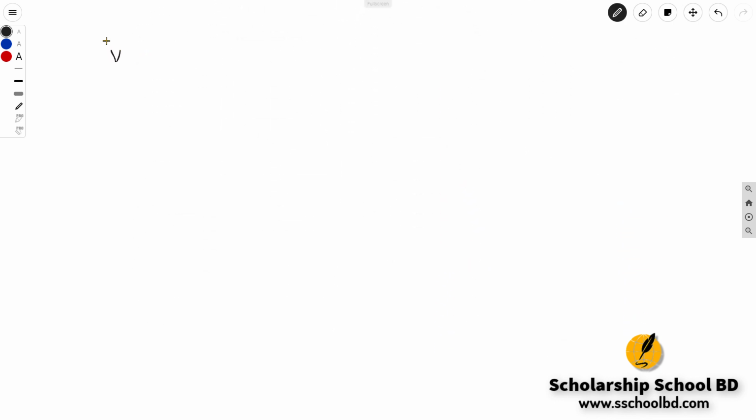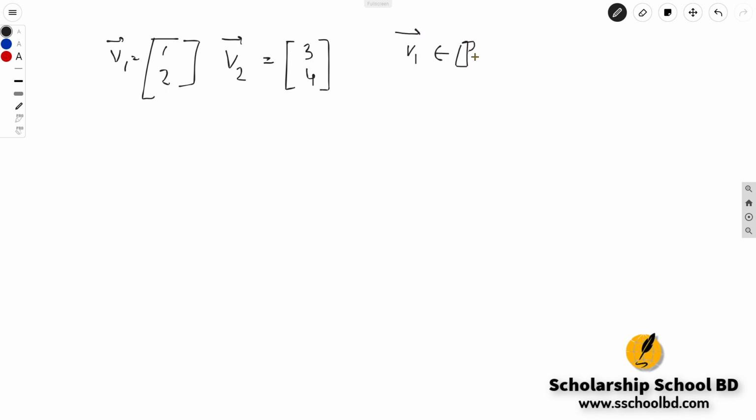Imagine we have two vectors, v1, which is 1 and 2, and another vector, v2, which is 3 and 4. Definitely both v1 and v2 have two components inside of them. Definitely we can write down v1 is an element of R2 space, and v2 is also an element of R2 space, right? Because they are two-dimensional vectors. Now, let's suppose we have another vector d, which is an arbitrary vector. For example, let's say 7 and 5.